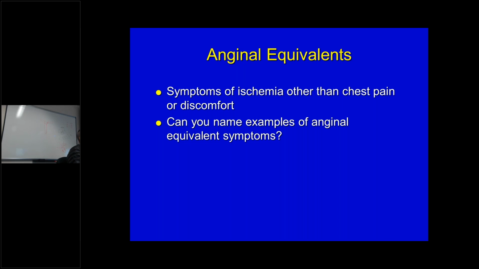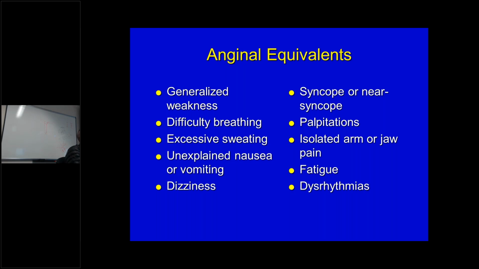Okay, anginal equivalents, meaning things that would be the same as the patient having anginal symptoms, but not necessarily chest pain. So generalized weakness. Some people would be like, oh, I just have been feeling super tired for the last couple of days, and I have no idea why. Difficulty breathing, excessive sweating, that's the diaphoresis question, right? Nausea, vomiting, dizziness, syncope, near syncope, palpitations can be anginal equivalents. So a new onset dysrhythmia can certainly be because of ACS, right? Just feeling tired.